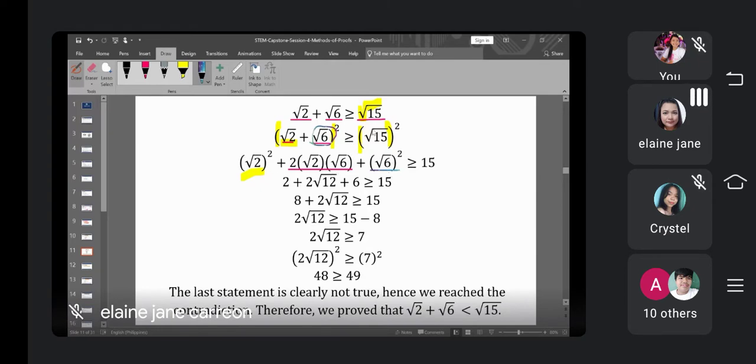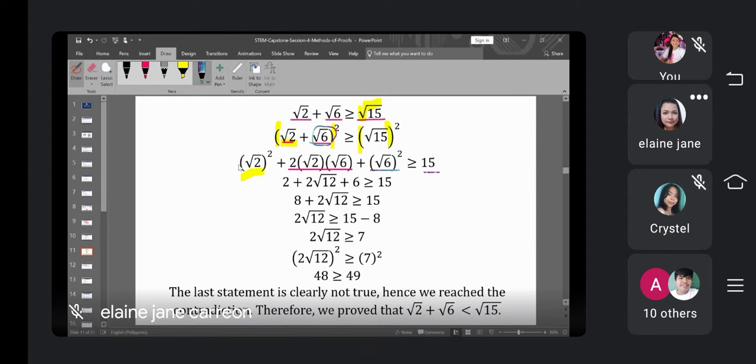Okay? And then, syempre, yung kabaligtaran ng square root ay square. Makakancel na yun. We will have 15. Wala na yung square root. Okay? I hope you get that. So, we're going to square the square root of 2.